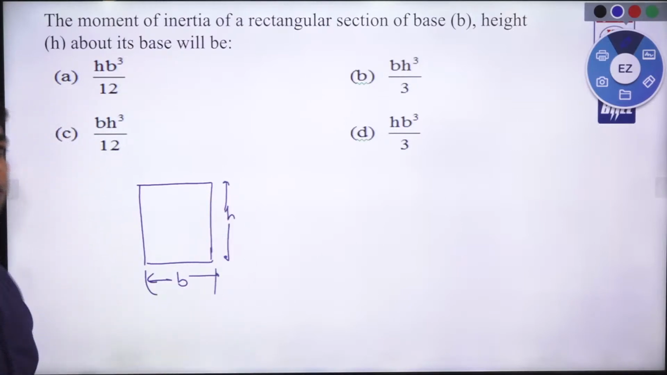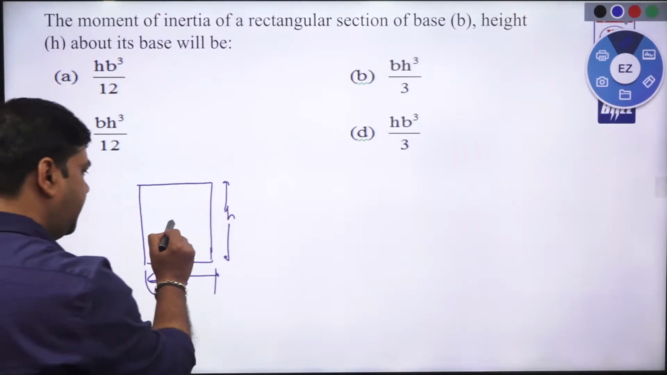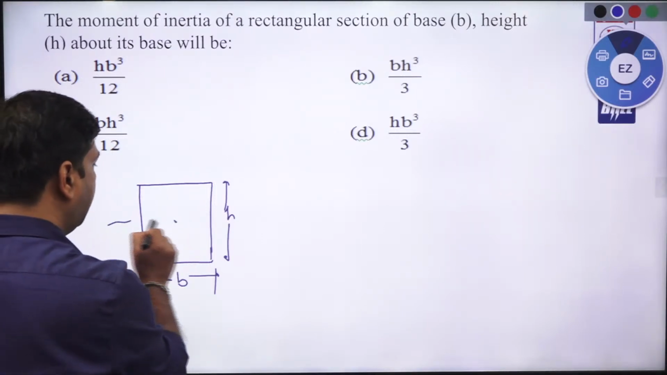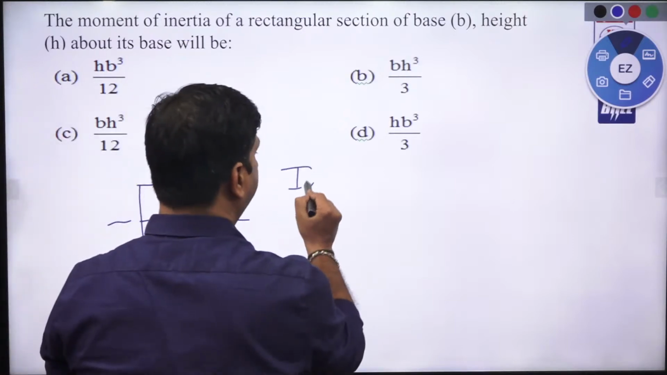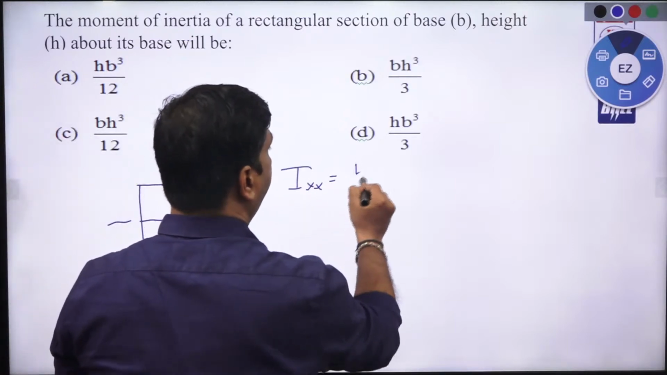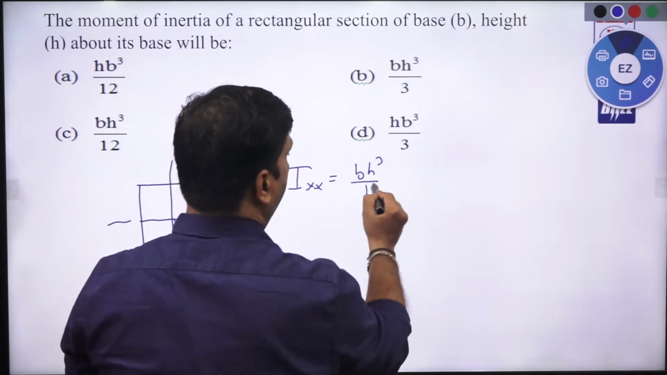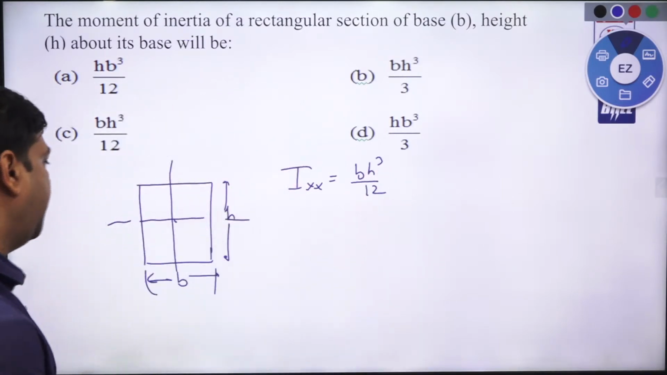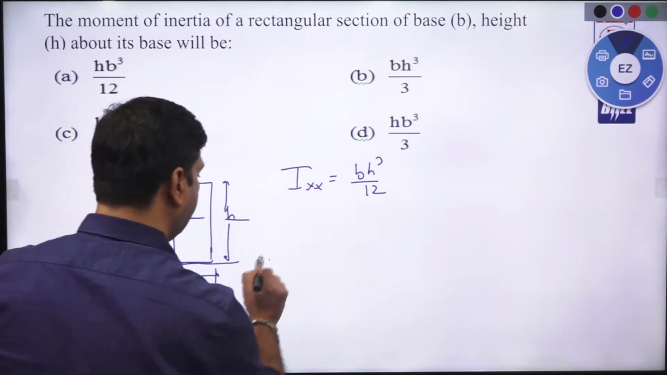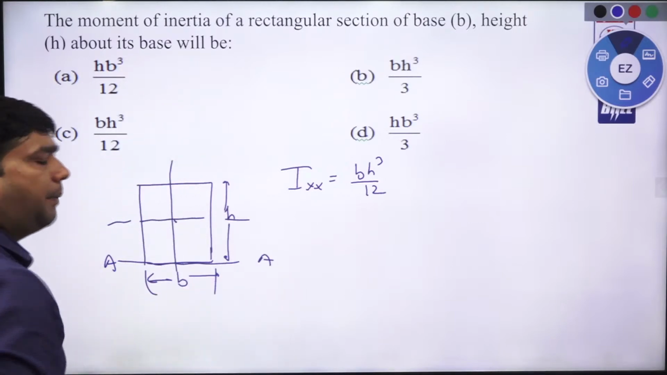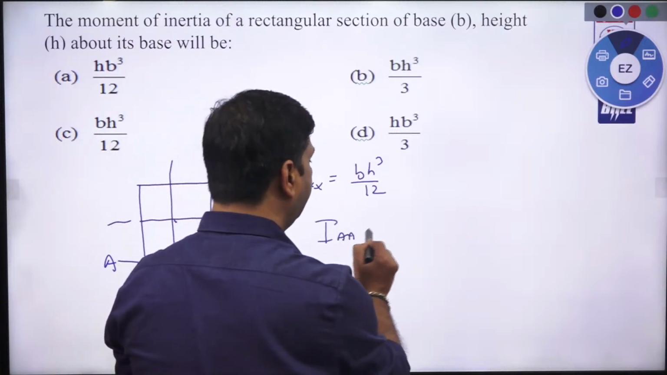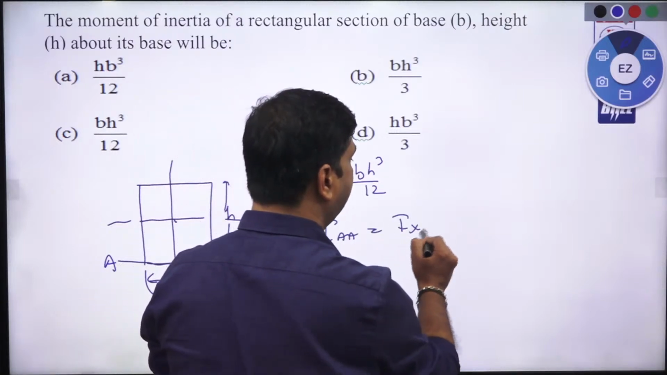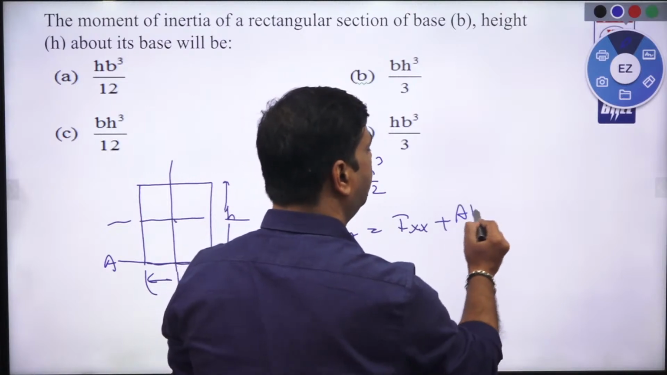Okay, if I just find the centroid, that is b by 2, h by 2. So the moment of inertia about the centroidal axis is bh cube by 12. But it is asking about the base. So let us assume this is the base axis A. Just apply the parallel axis theorem. What is the parallel axis theorem? That is I of A equals I of x plus A into h square.